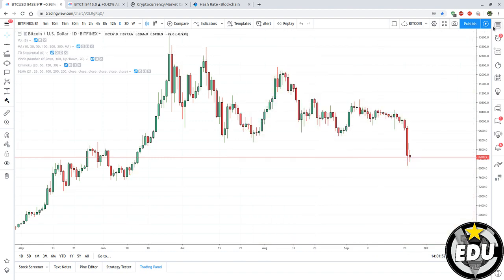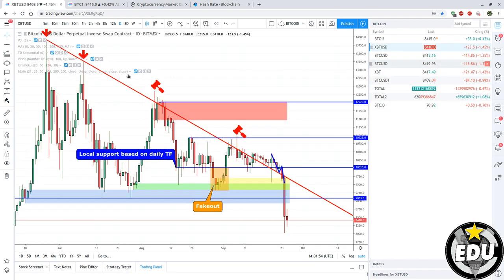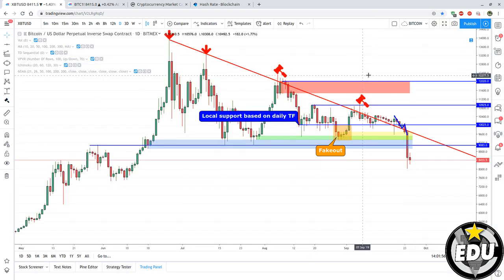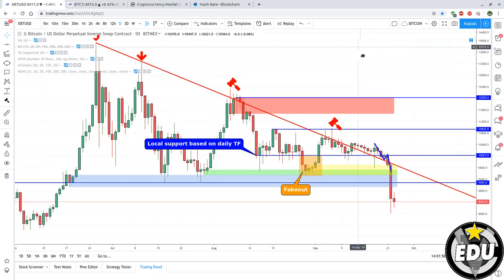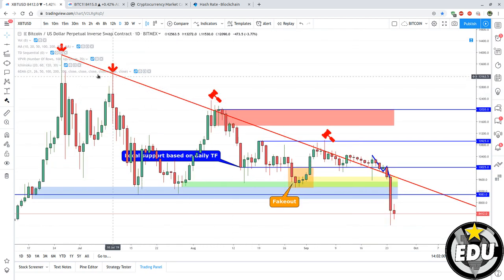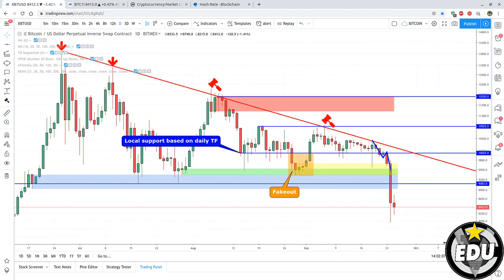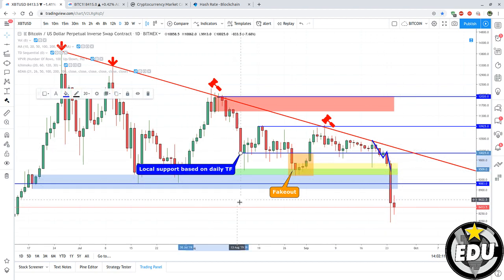Let's go check. Well, this is the overall chart that I posted in my free channel for a long time. Now you can see sellers smashing the price harder and harder and harder on every single occasion. Let me put the logarithmic scale because it's very precise. And then there was this local support.